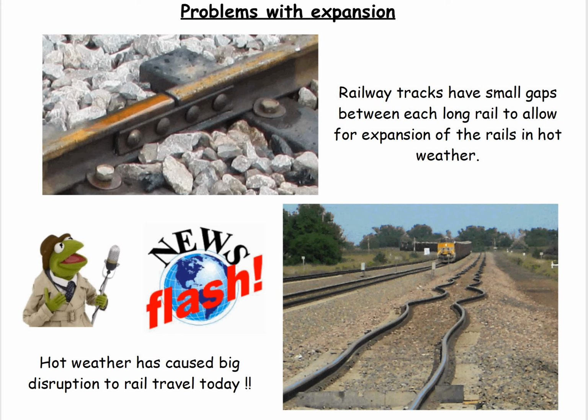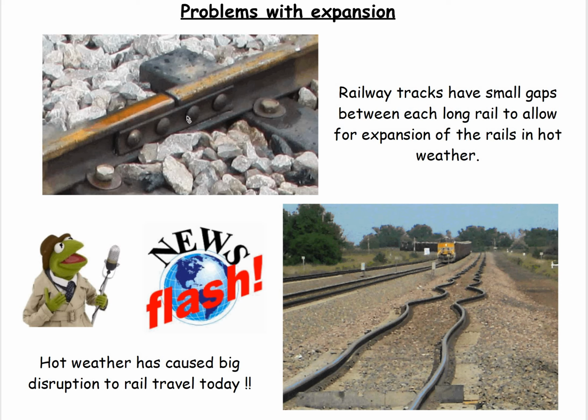Problems with expansion. You can see bottom right hand corner, look what happens to railway lines if they're laid incorrectly in hot weather. They expand and no train can travel along there. How do they get round it? Well, look at this top left hand picture.